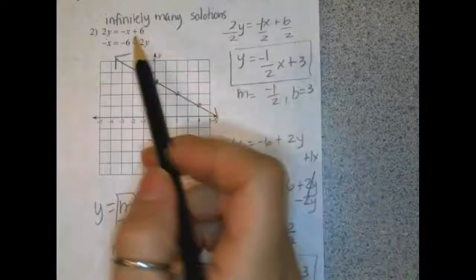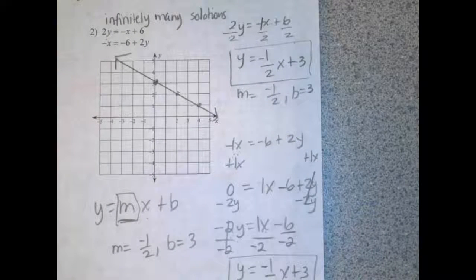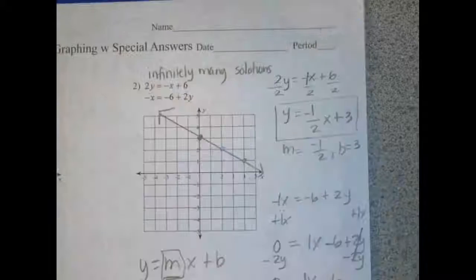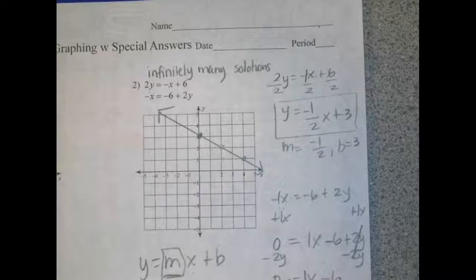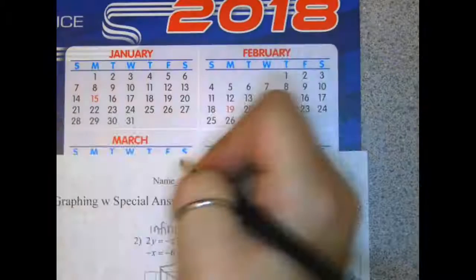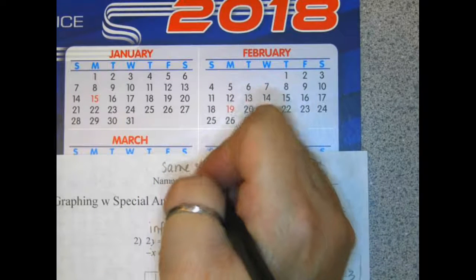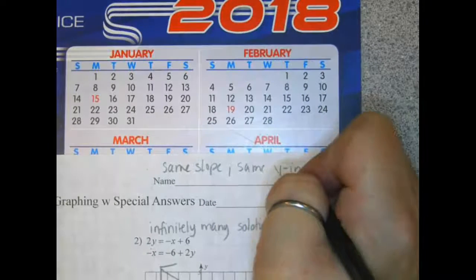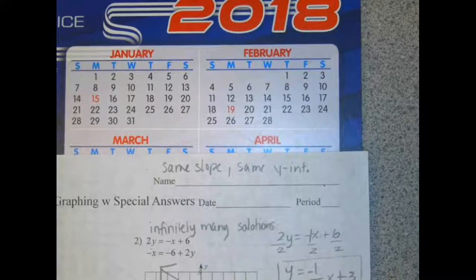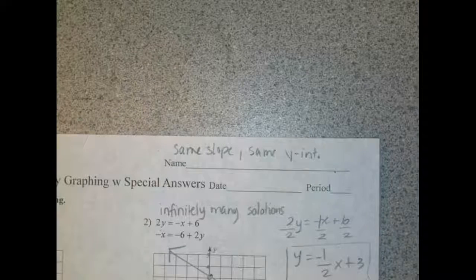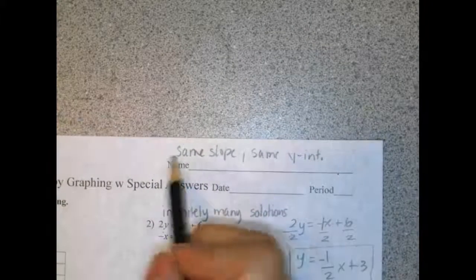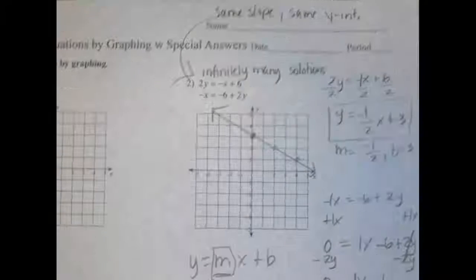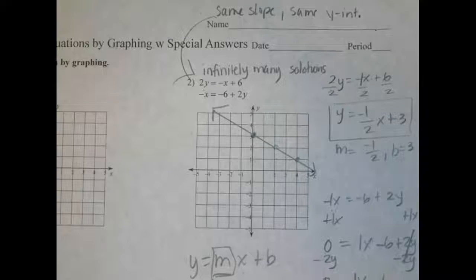So what we want to look for when we have infinitely many solutions, they're going to have the same slope and the same y-intercept. So infinitely many solutions will have same slope, same y-intercept. That's going to give you infinitely many solutions. So that's one of your special problems. We have another special problem.